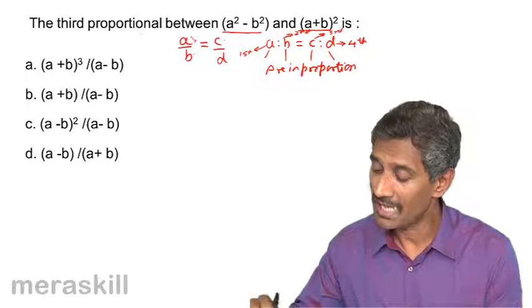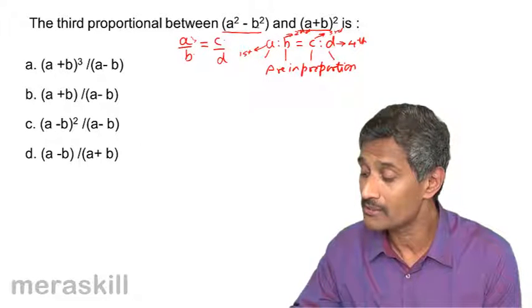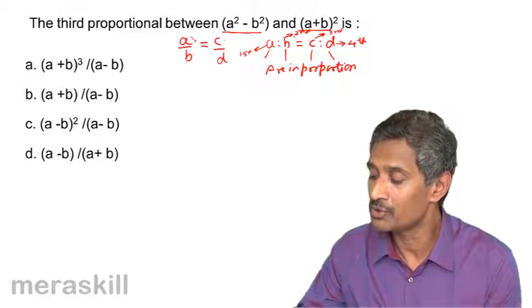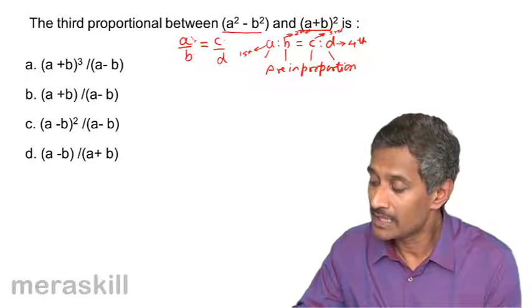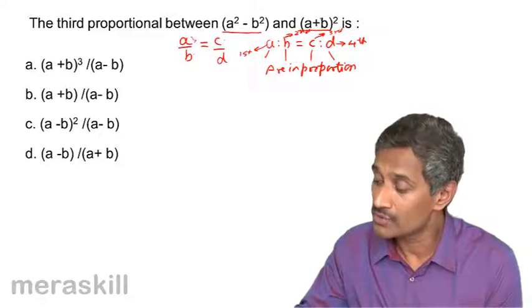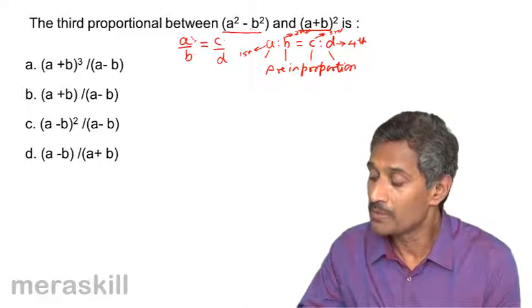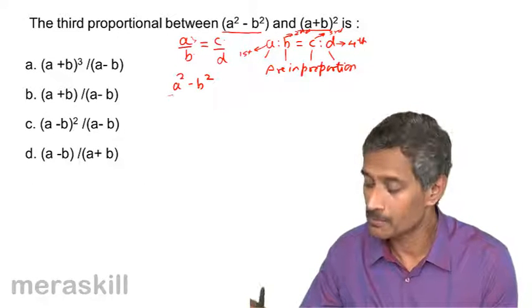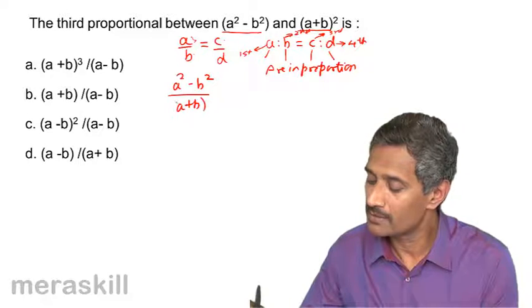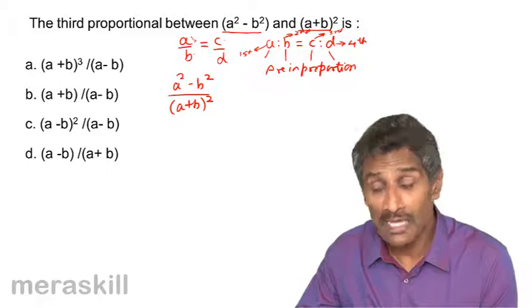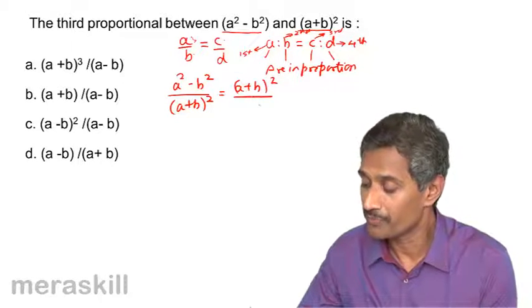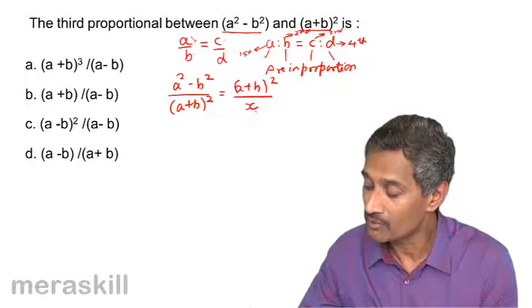But here we have a catch: the third proportional between A square minus B square and A plus B the whole square. Now here the inbuilt assumption is that in the second set of ratios, this itself is repeated, which means that A square minus B square is the first proportional upon A plus B the whole square. And for the second ratio, the consequent becomes the antecedent, and the last one would be called the third proportional. And we call this X, which is what we need to find.